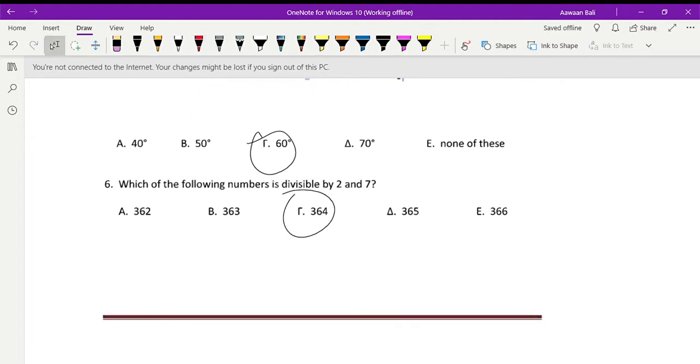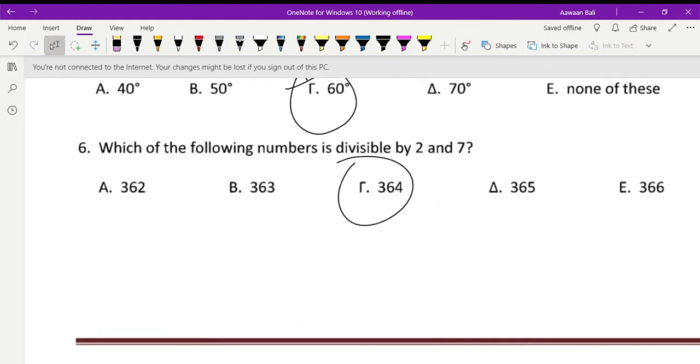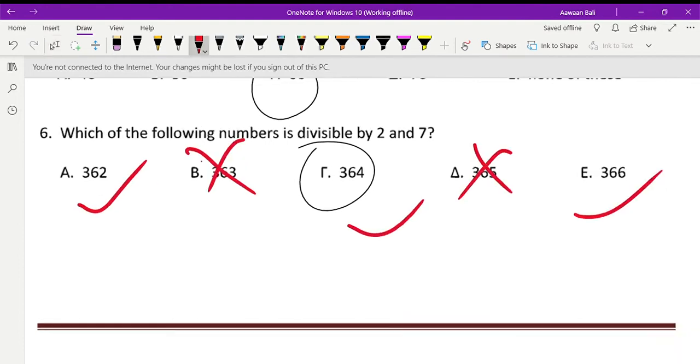Question number 6. Which of the following numbers is divisible by 2 and 7? Okay, so the first thing we have to do is look at the last digit of all of the numbers. If it is a multiple of 2, we can keep them. If it's not, we can cancel them out. So 362 works. Just take away all the odd ones, and that's basically it.